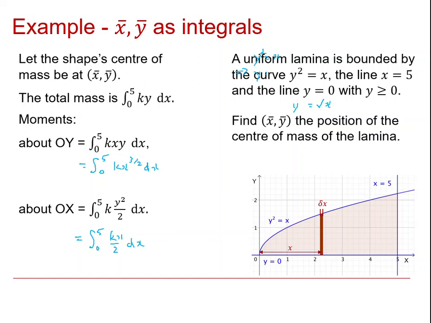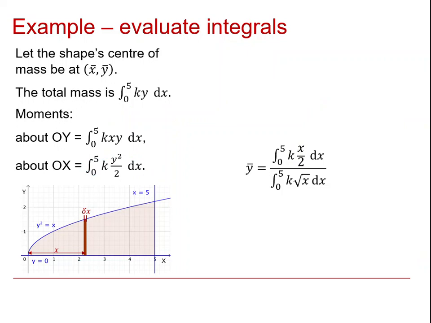And for the total mass, it will be the area here, 0 to 5, not the integral here, k times x to the half dx. So the total mass this time is this integral, the total y moment is this one, and for the other one, the third integral. So it will be a matter of dividing this one by the mass and this one by the mass to get the two values of x bar and y bar.